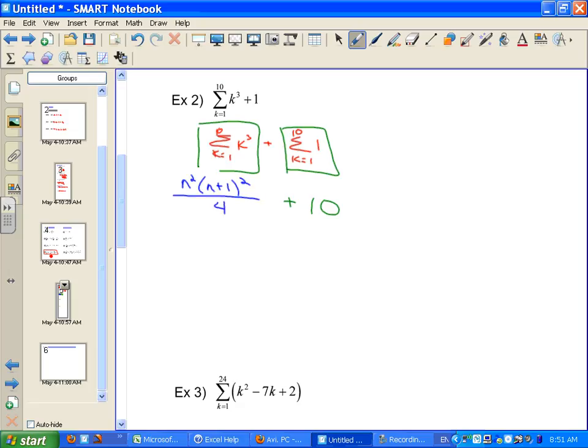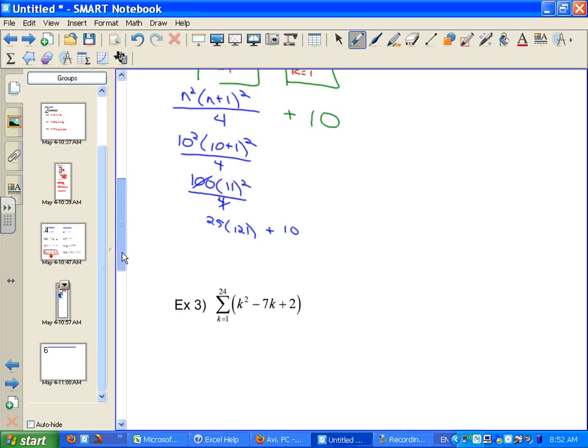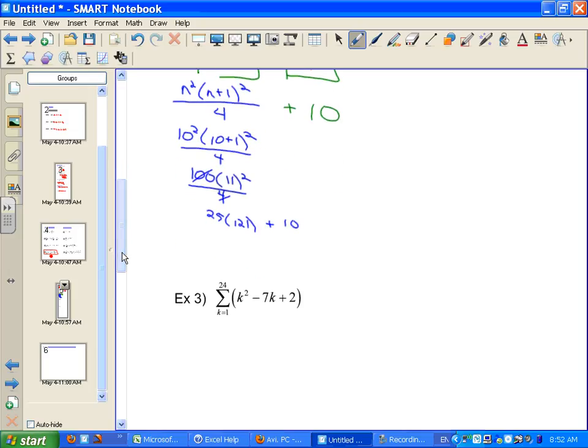What's n in this case? 10. So I'm going to have 10 squared times 10 plus 1 squared over 4. That's 100 times 11 squared over 4. These will cancel, and I'll get 25 times 11 squared. What's 11 squared? 121. Plus 10. So what is 25 times 121? Is that before or after you add the 10?